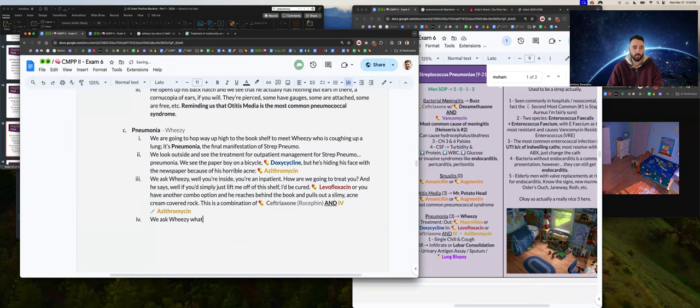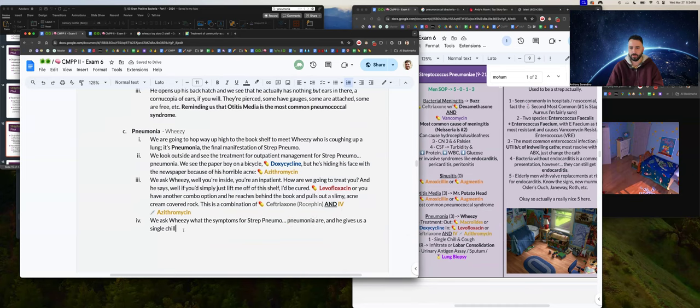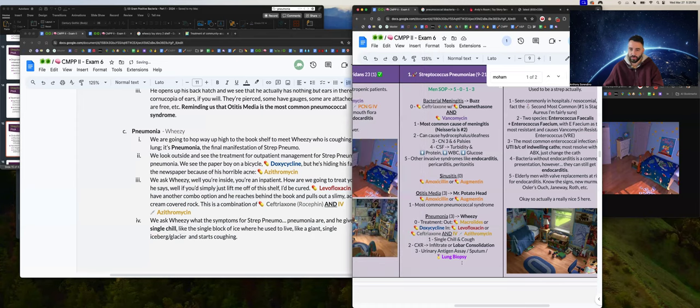We ask Wheezy what the symptoms for strep pneumo are, and he gives us a single chill, a rigor, and starts coughing. I think that's the big one there. That single chill is a big one. Single chill, like the single block of ice where he used to live. Like a giant iceberg glacier, and starts coughing. And then the last thing, so two more here.